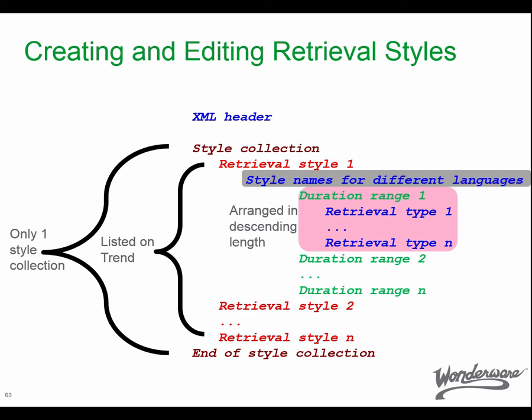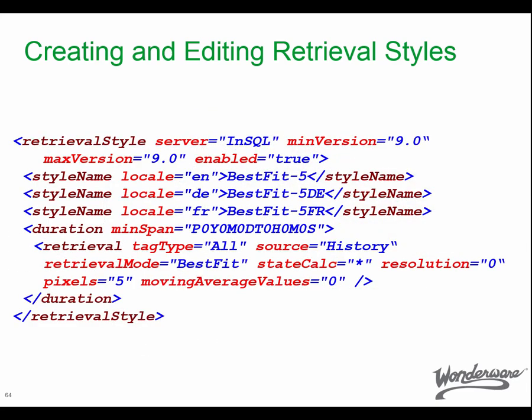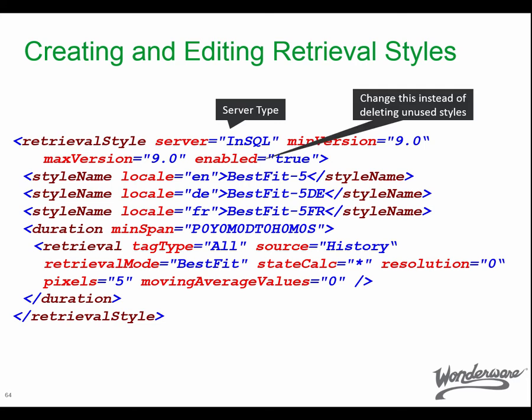Now let's look at a retrieval style element in detail. This is how it looks like. We have different attributes that we can configure for this retrieval style. For example, where the data should be coming from by default. Also, if you don't want to see this retrieval style listed on your Historian Trend, you can disable it. You don't need to delete it. You can just go here, find the enabled attribute, and change it to false.